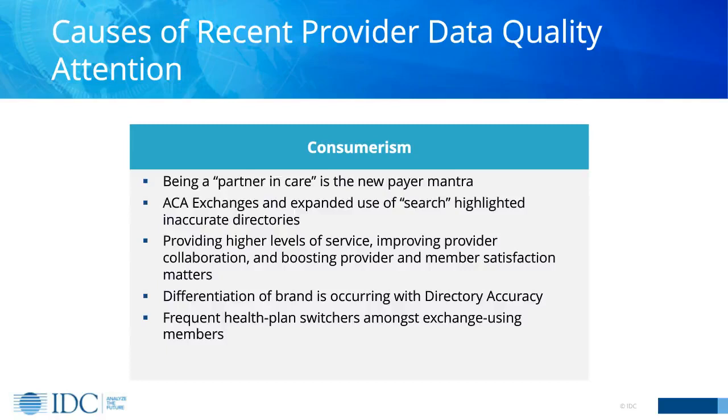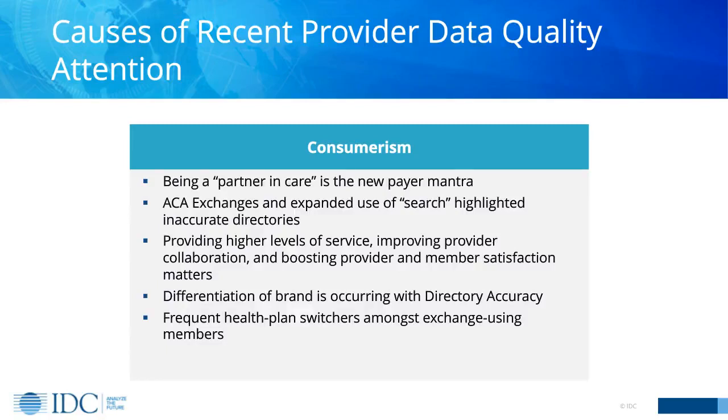The statistics are, for the people who are using the exchanges, for example, that over 50% of the people who sign up for insurance using the exchanges switch the next year. They're not happy with the service, or they're not happy with the price, or maybe they get more informed of what they really got. But the bottom line is, if you have a bad experience trying to find a provider with your directory, that sure as hell puts you off. So you've got a situation where organizations are really working toward loyalty, and these people know that they can switch, and they're doing so. So consumerism is a big cause of the recent attention.